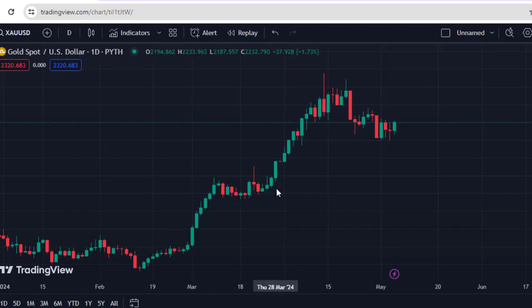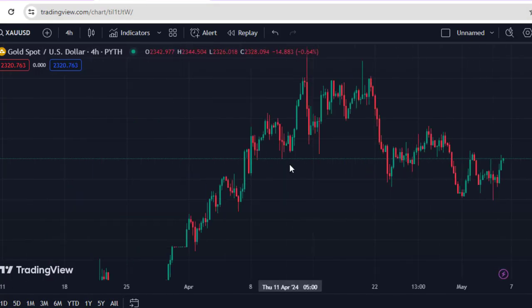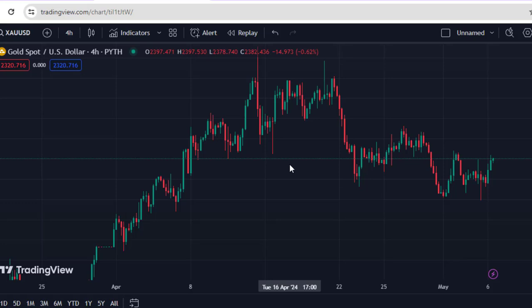Right here on gold, we've seen that the market is in an uptrend. So the first step to this strategy is for you to use 2 time frames. In this case, I'm going to use the 1 day chart and the 4-hour chart, as you can see right here.